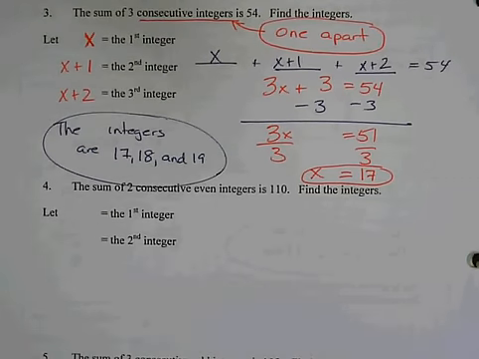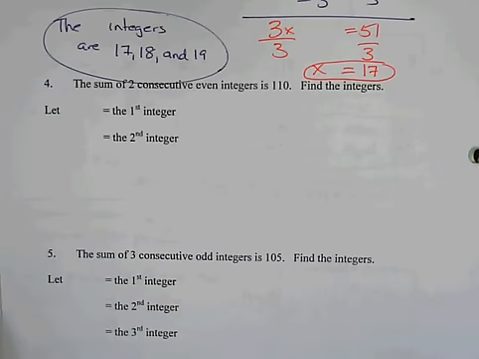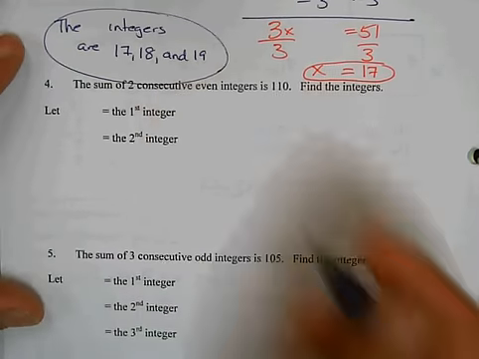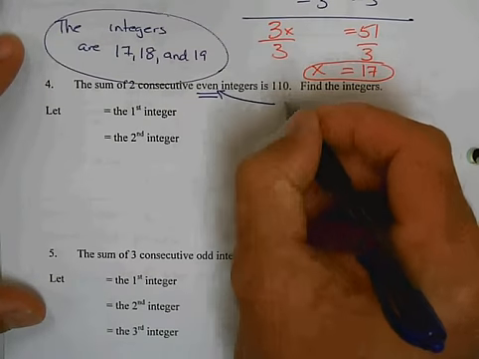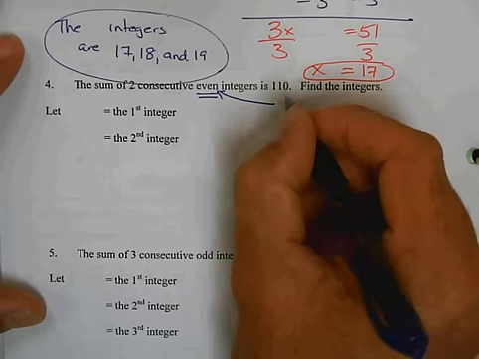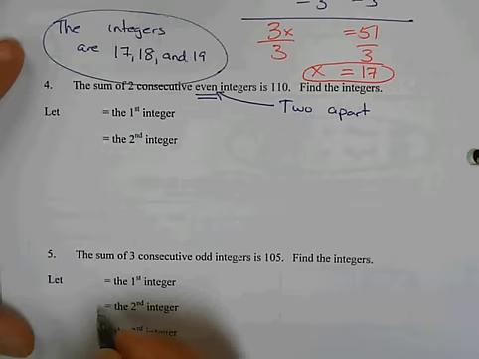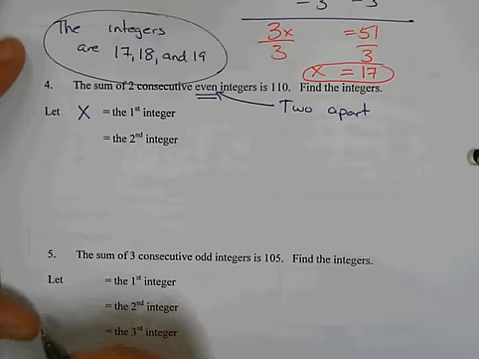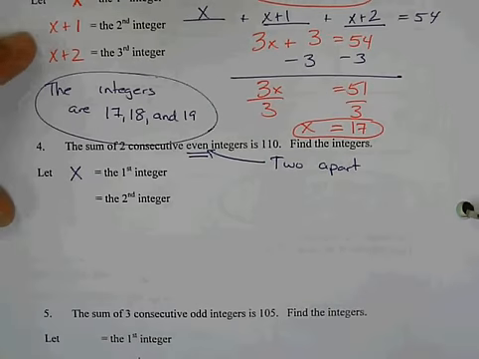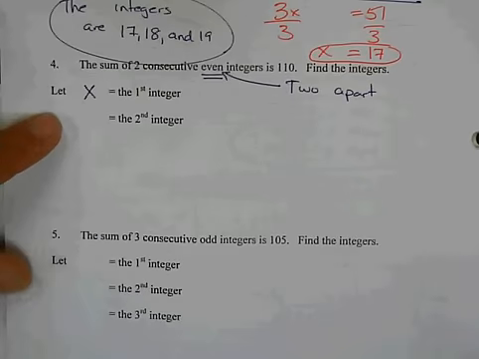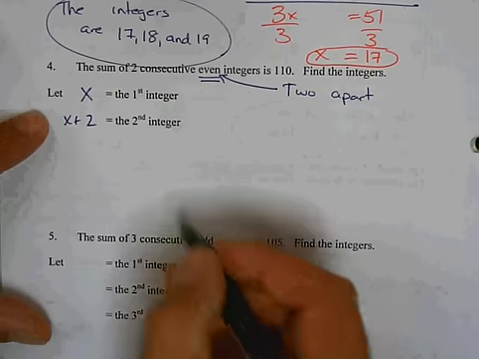All right, moving down. The sum of 2 consecutive even integers is 110. Underline the word even and put an arrow that says they are how far apart? They're 2 apart. So here we go. Our first integer is x, but now they're 2 apart. Up top, we had x plus 1 as the next one. Now what will the second integer be? X plus 2.